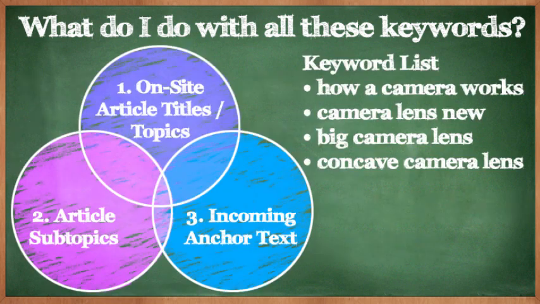So there you have it. To review, the three ways you would use keywords would be as number one, on-site article titles, or at least ideas for article topics. Number two, for subtopics, particularly subheadings in your content. And number three, as anchor text in your backlinks.